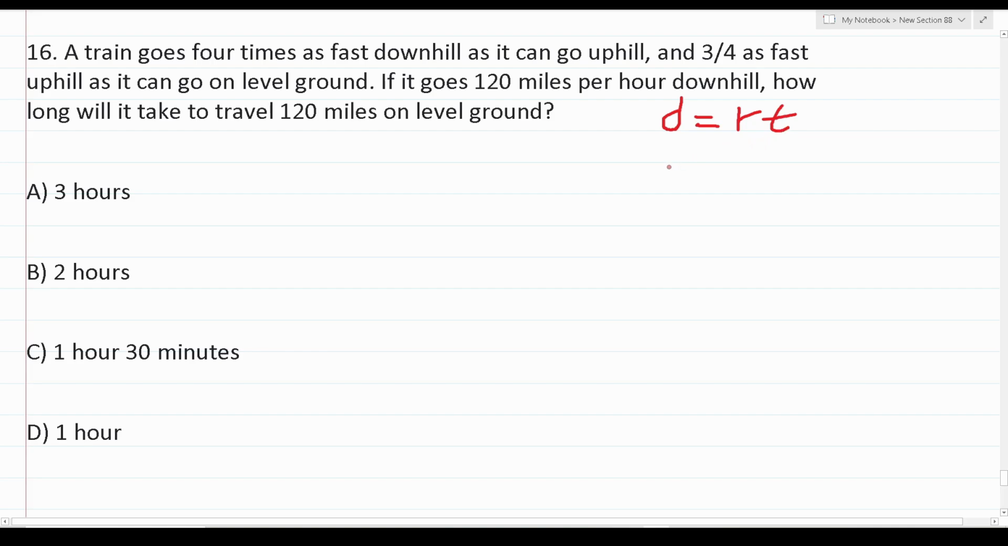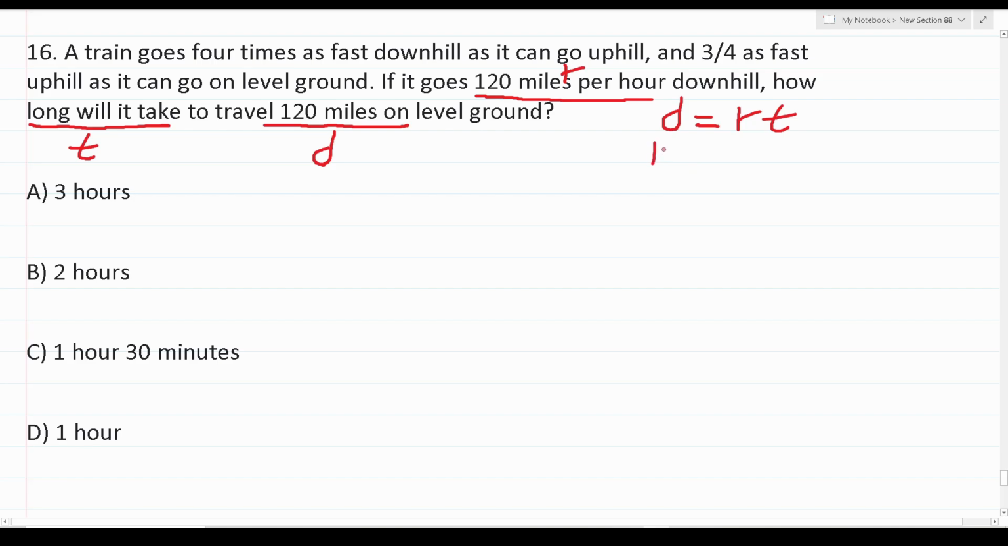All right, so let's reread this problem and see what's given. If it goes 120 miles per hour downhill, well, that's a rate. Again, miles per hour is a rate. How long will it take to travel? How long is in reference to time. 120 miles. Well, 120 miles is in reference to distance. So let's start plugging those things into this formula.